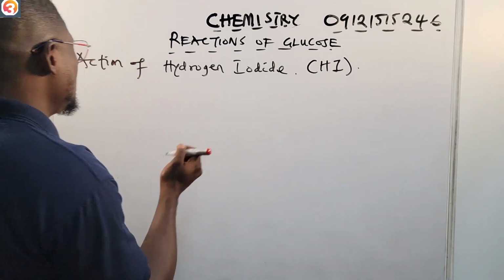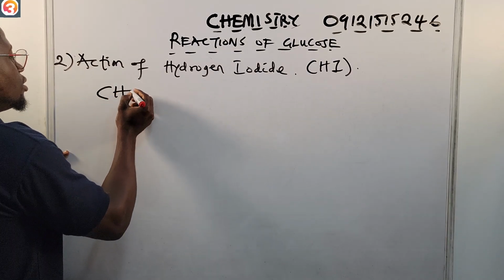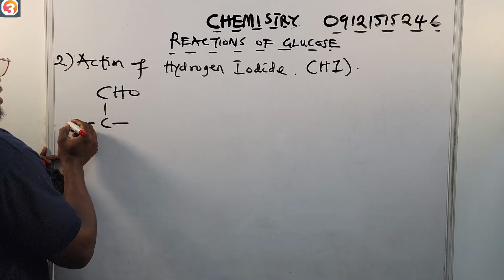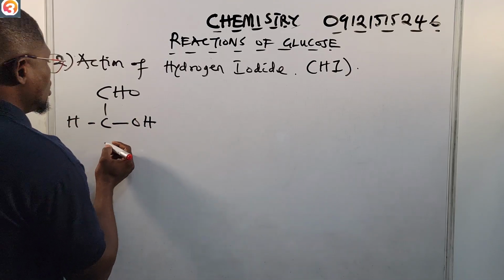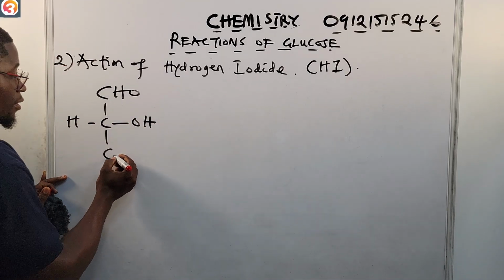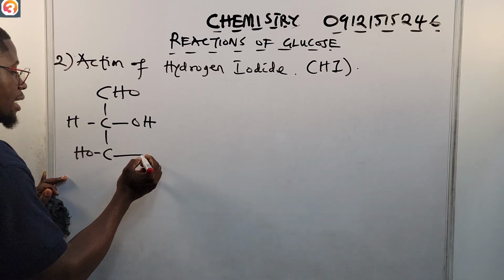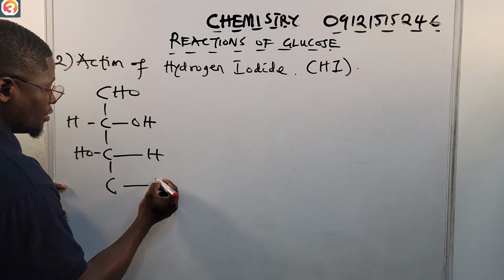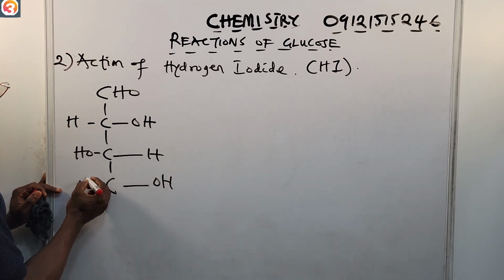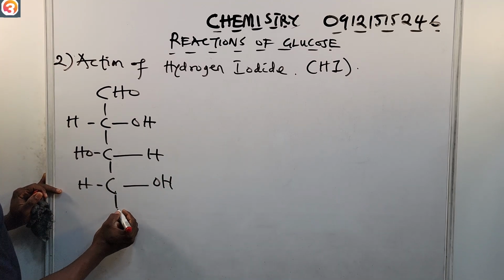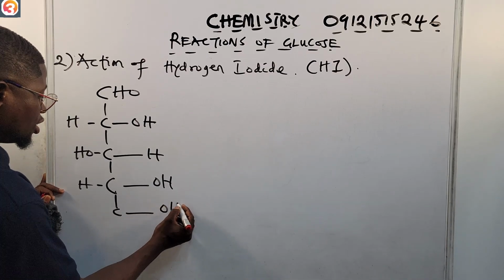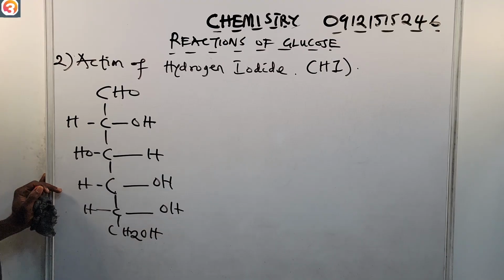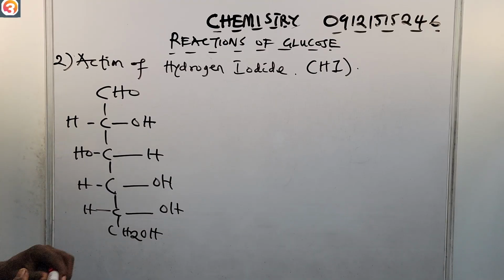Let us see that reaction. This is our glucose: CHO, then C with H and OH, then C again with HO and H, then C again with OH and H, then C again with OH and H, and then CH2OH. So this is the full diagram of our glucose.